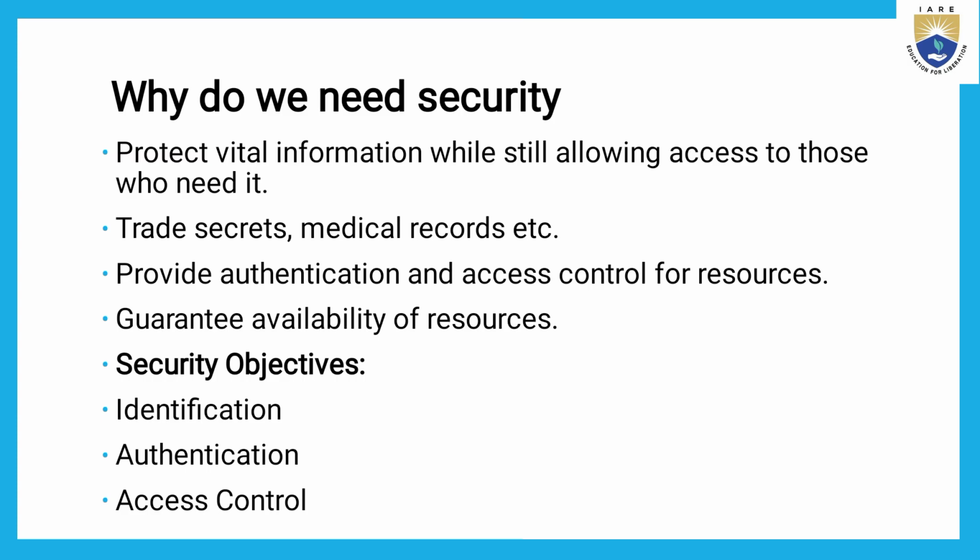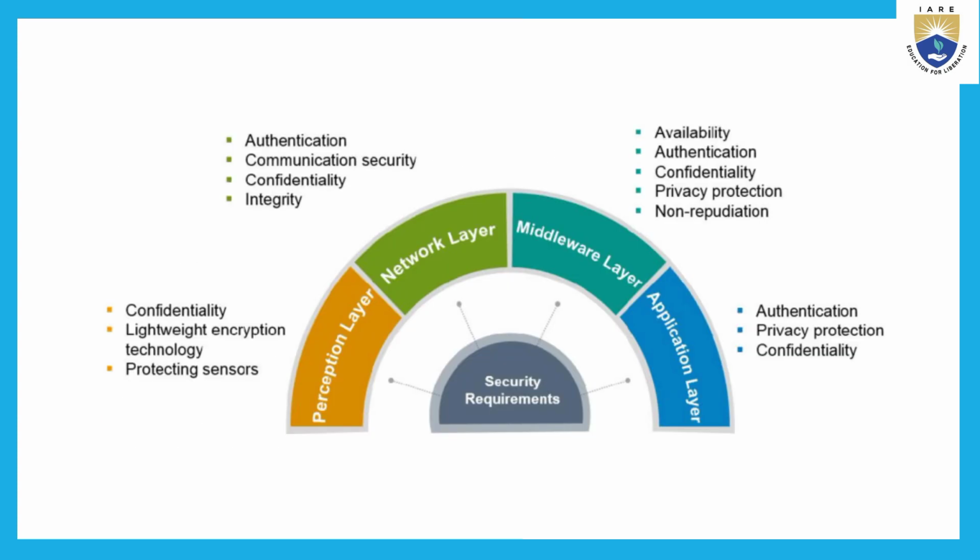Security objectives. Identification, authentication, access control. This is the chart for security requirement. Security requirement has four parts. They are perception layer, network layer, middleware layer, application layer.